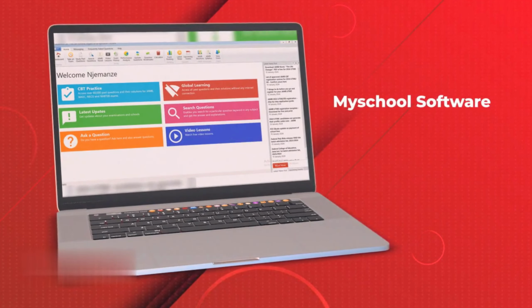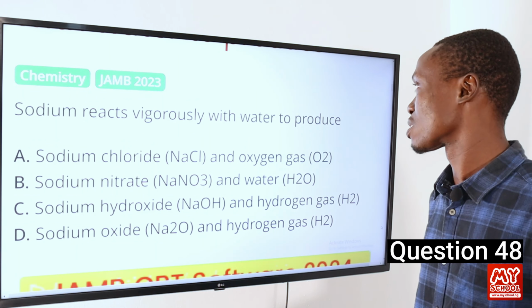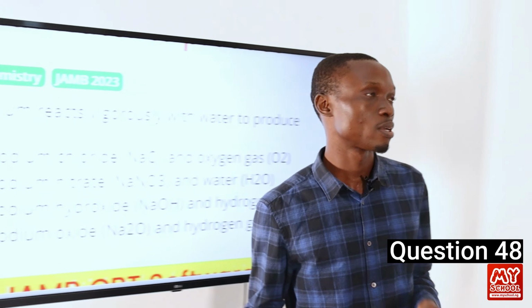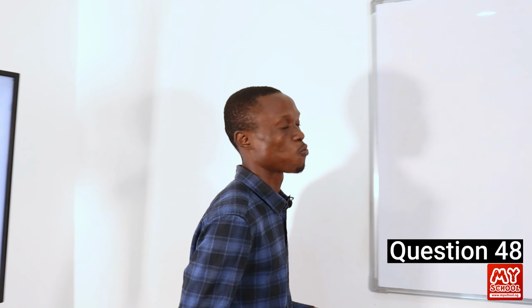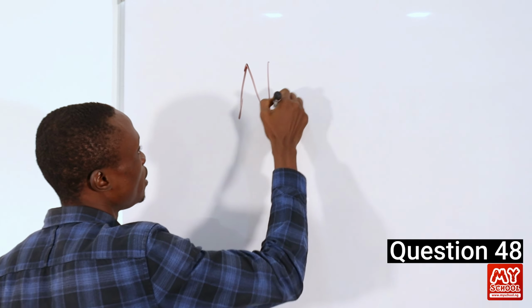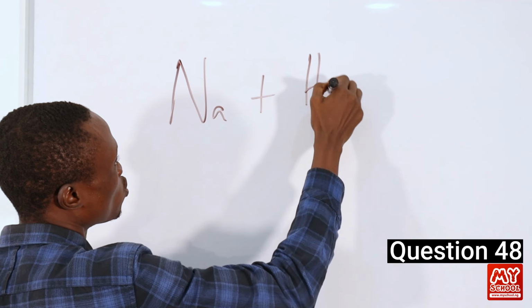Moving on to question 48. Sodium reacts vigorously with water to produce dash. So let's move over to the board and write the equation for that reaction. Sodium is usually represented with Na, and of course water, we know water is H2O.